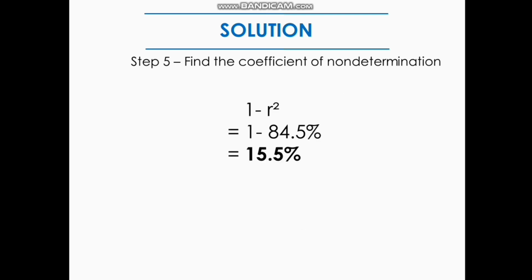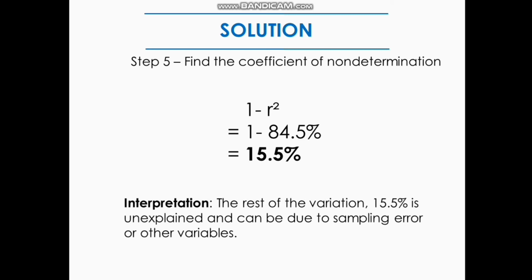Then lastly, for our step 5, let's compute the coefficient of non-determination. So 1 minus 84.5% is equal to 15.5%. Then this result means that the rest of the variation, 15.5%, is unexplained and can be due to sampling error or other variables.